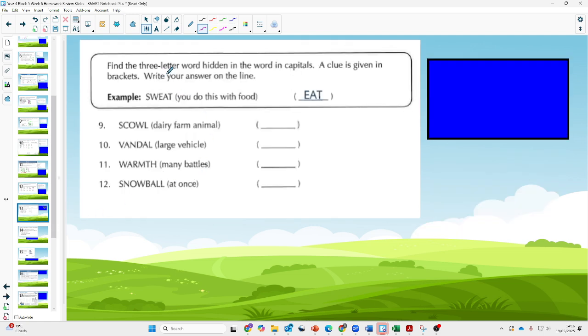Next one, we need to find the 3-letter word hidden in the word in capitals. Clue is given in brackets. Write your answer on the line. So, scowl, the dairy, farm animal hidden there is, of course, a cow. And then we've got vandal, large vehicle, is van. Warmth, many battles. We've got war. Interesting there is the word arm, but it must fit with this clue here. And then we've got snowball, at once. We need to do it now.